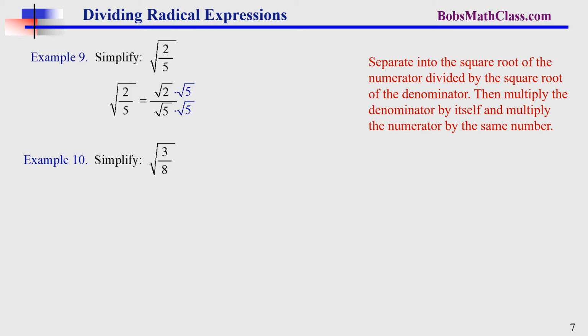Okay, on the top we can multiply that, right? What's the square root of 2 times the square root of 5? That's the square root of 10. And on the bottom, what's the square root of 5 times the square root of 5? That's the square root of 25. And then what's the square root of 25? Right, that's just 5. So square root of 10 over the square root of 25. And if you didn't want to write the square root of 25, you could just put 5. And that's our answer, the square root of 10, because we can't simplify that anymore, over 5.